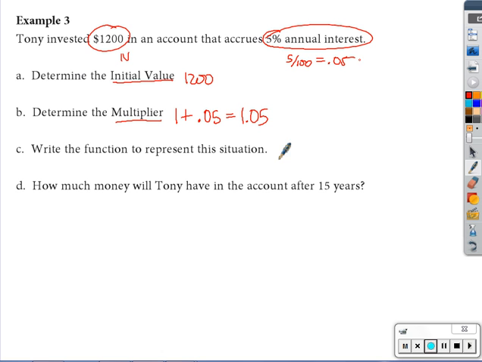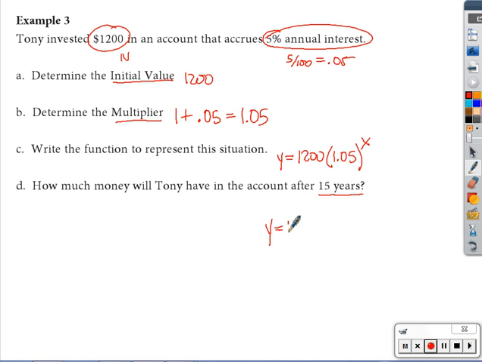Write my function. So y is going to equal 1,200 times 1.05 to the x power. Answer the question. How much money will Tony have in the account after 15 years? So the 15 is what goes in for the x. These are great lessons for as you get older, how to invest your money, how to save your money.